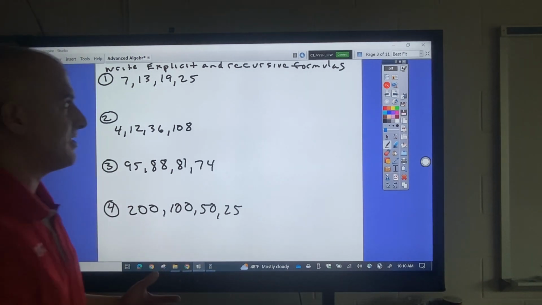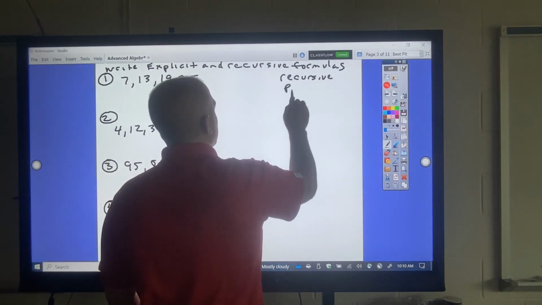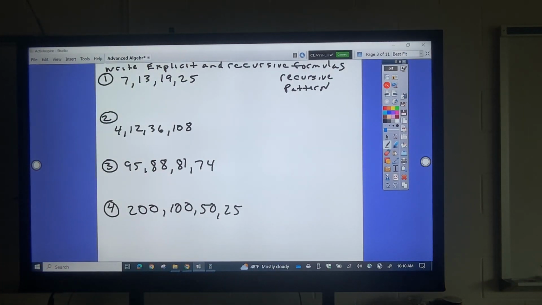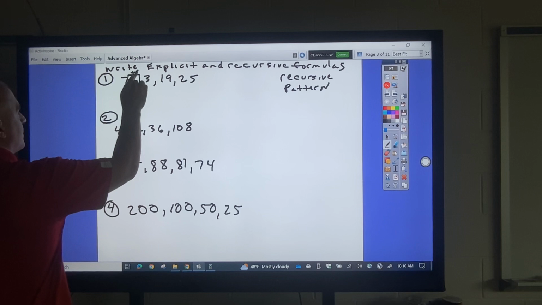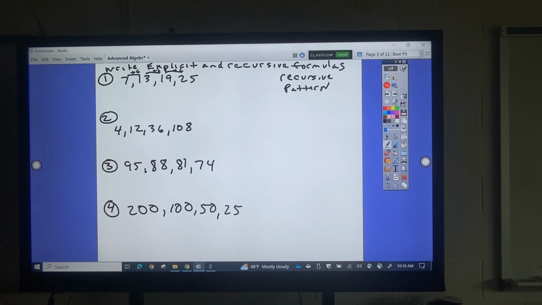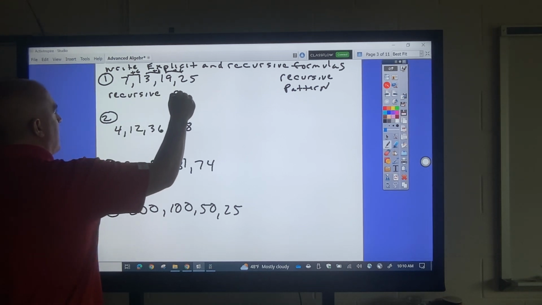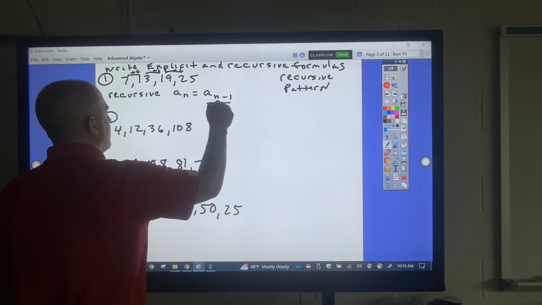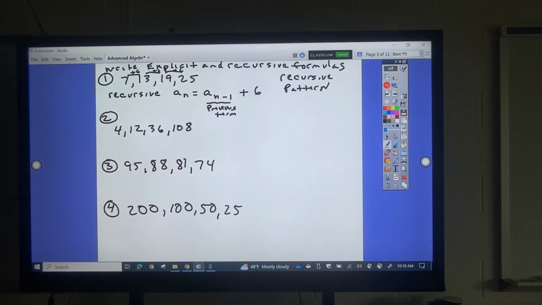Now, here is the concept. A recursive formula is how the pattern is working. For instance, let's look at this one. Here to here is plus 6, here to here is plus 6, here to here is plus 6. So this is an arithmetic sequence. The recursive formula is just going to be AN equals AN minus 1. What does that mean? It means previous term. Use your previous term, and in this case I would add 6 to get it.